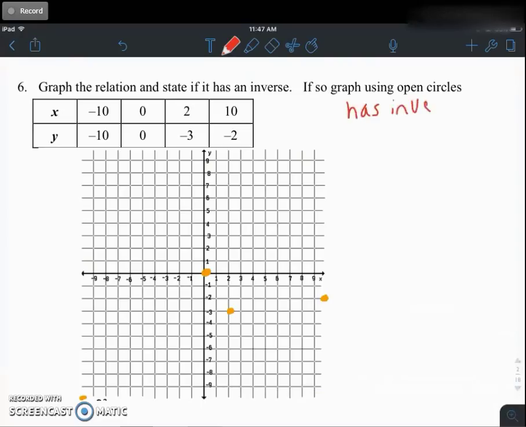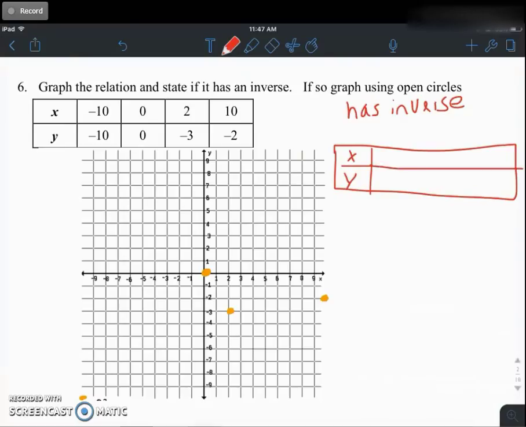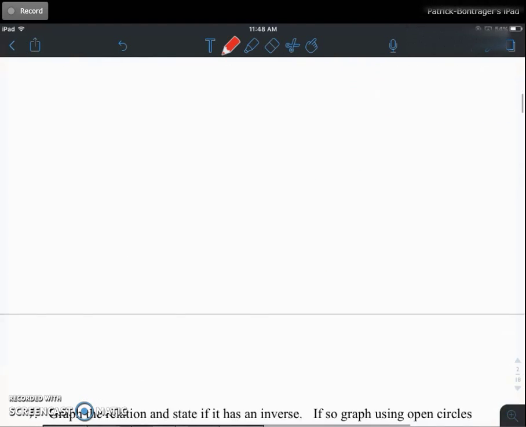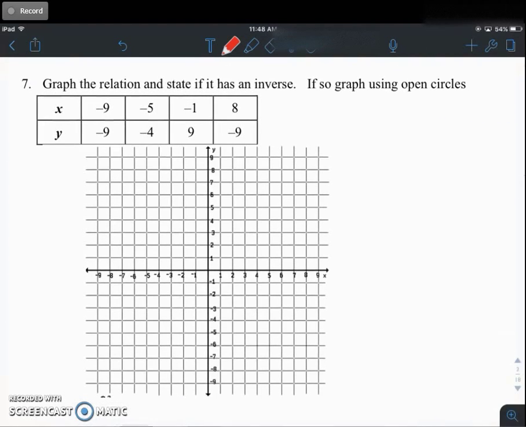To find the inverse, all we're going to do is switch the x and y values. So it's still negative 10, 0 for the first one, 0, 0 for the second one. For a third point, just switch x and y, so it's going to be negative 3, 2, and negative 2, 10. So if we plot the next one really quickly, just so I can show you.